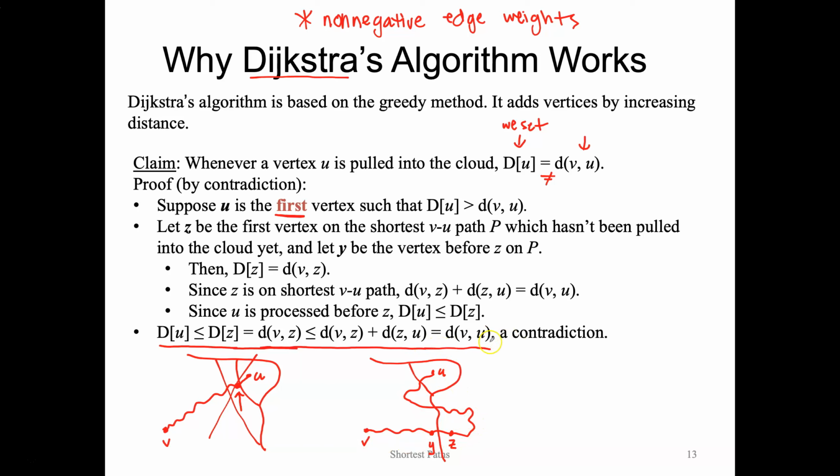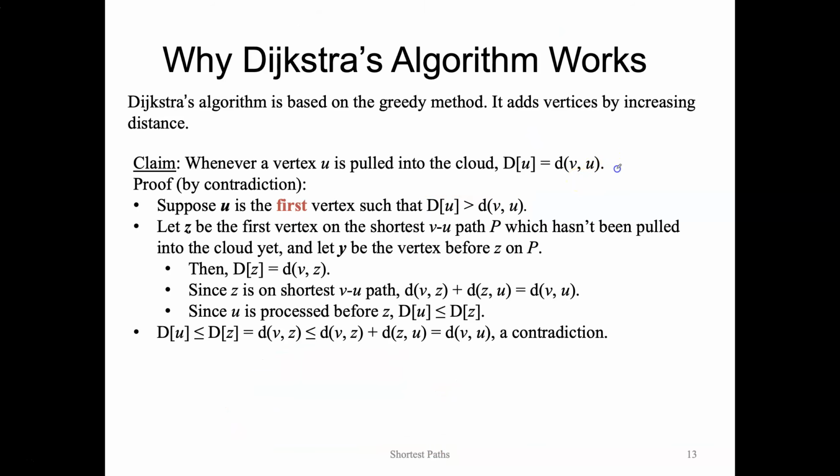But now we get a contradiction, because we had started off by assuming that we wrongly set u's distance label, that it was too large, and now we just found that u's distance label is less than or equal to its actual distance, which means this is exactly equal to. So this is the contradiction we wanted to obtain, showing that it's not possible that the distance label for u is not equal to its actual distance from v, and our claim is correct. So anytime we pull a vertex into the cloud using Dijkstra's algorithm, its distance label is correctly set. But we really needed to assume, in order to finish this proof, that the edge weights are non-negative.